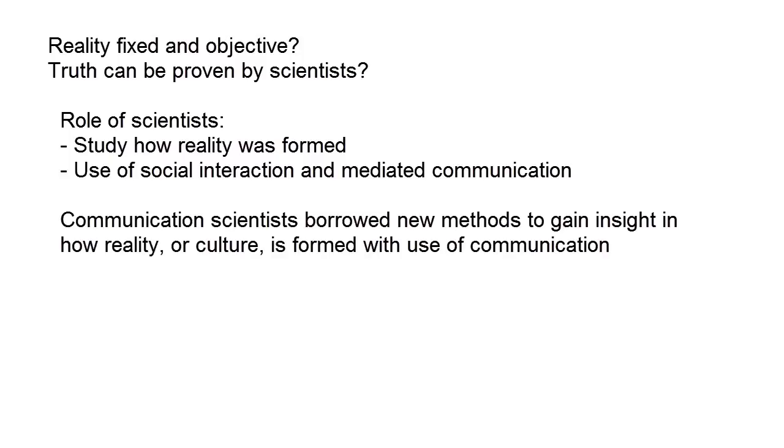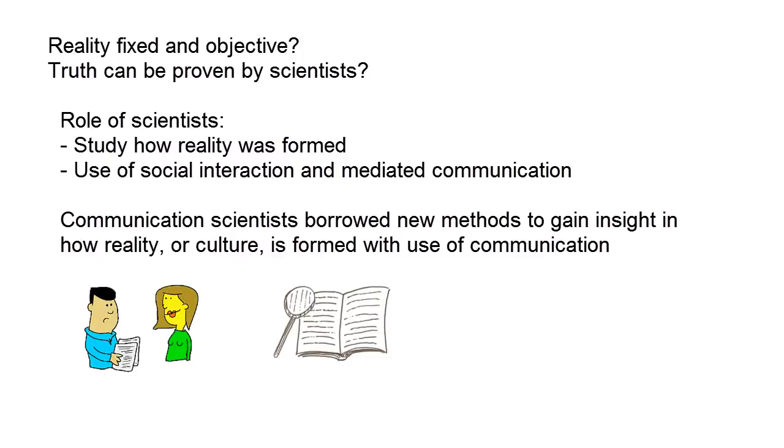Communication scientists borrowed new methods from anthropology, sociology, political sciences, and literature studies to gain insight in how reality or culture is formed with use of communication. New popular methods were in-depth interviews, textual analysis, and historical and socio-political analysis. Scientists were also more and more interested in the social and political context in which communication was produced and received. We will discuss that further next.